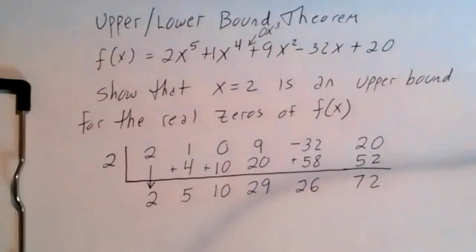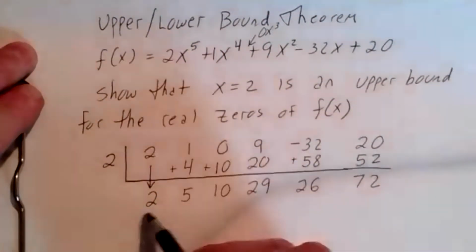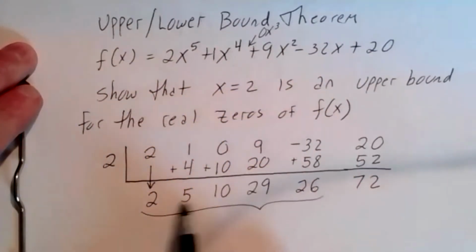Now, how do I know that 2 is an upper bound for the real zeros, ladies and gentlemen, of this polynomial function? Let's go back to that theorem. It says, if c is greater than 0, which my 2 that I divided in is, and if both the remainder and the coefficients of the quotient are non-negative, then c is an upper bound. Do you agree, ladies and gentlemen, that all my coefficients of my quotient polynomial are non-negative, meaning they're positive?